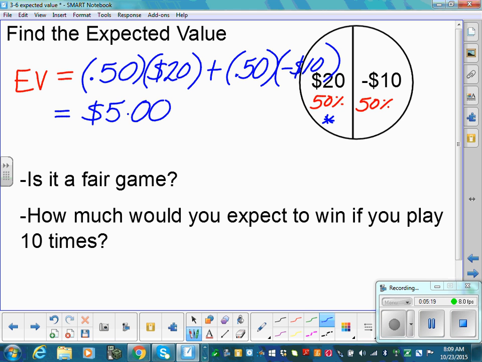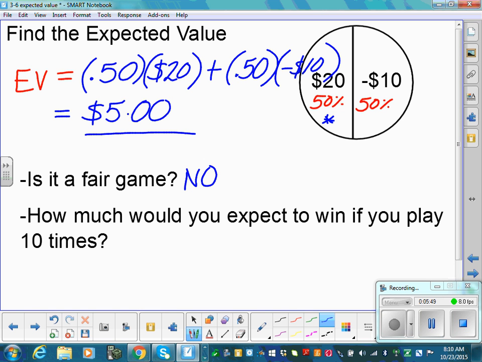All right. So is it a fair game? Is it fair for us versus the person who's making you spin? No. Whose favor is it in? Ours, right? There's more chance because we're expected to win $5. So it's not a fair game. If it was a fair game, our expected value would have been 0. So we'll have an average winning of $5. That's what expected value is.